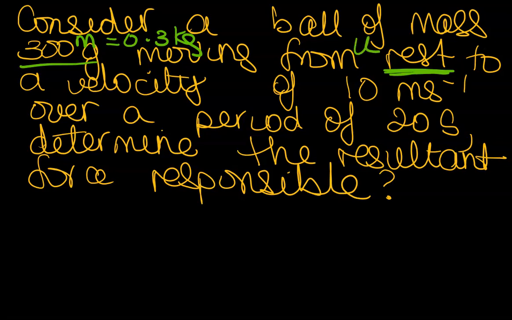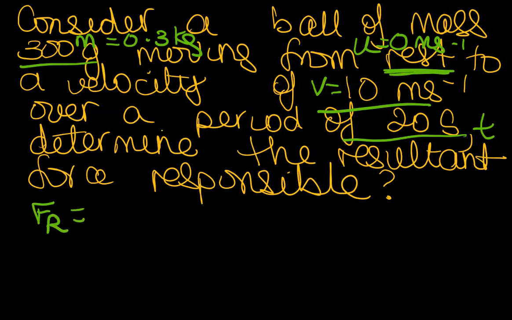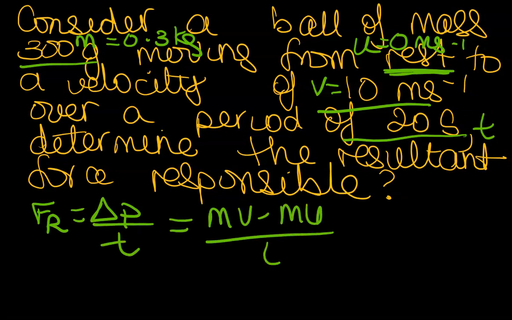So if it's starting from rest, then my initial velocity will be u is 0. It then reaches a velocity of 10 meters per second, so v is equal to 10, and this would occur over a period t of 20 seconds. So I now want to determine the resultant force. So let's go back and use our equation. It is change in momentum over time. So that's mv minus mu all over t.